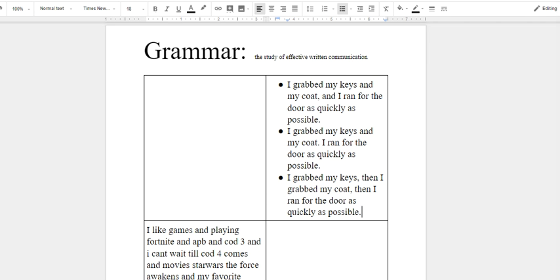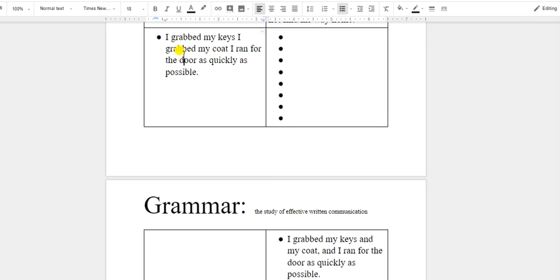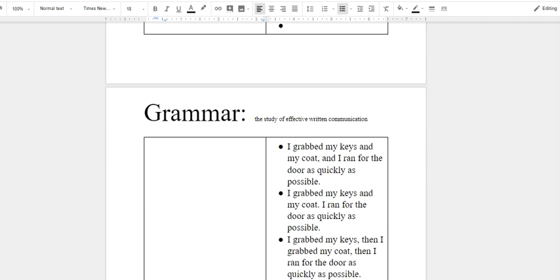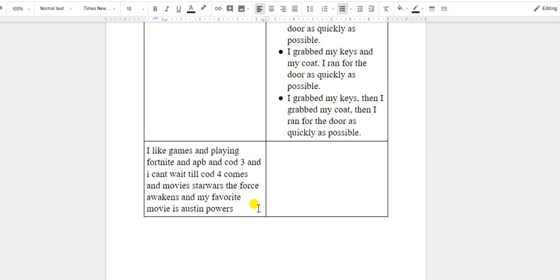Again, there's infinity ways that you could fix this. But the point is, you can't leave it like this, where you have nothing in between those clauses. All right, now here is an example straight out of a student daily writing, an anonymous student who shall not be named. They said, I like games and playing Fortnite and APB and Call of Duty 3, and I can't wait till Call of Duty 4 comes, and movies, Star Wars, The Force Awakens, and my favorite movie is Austin Powers. That's how I feel after I read that, like I need to take a deep breath.